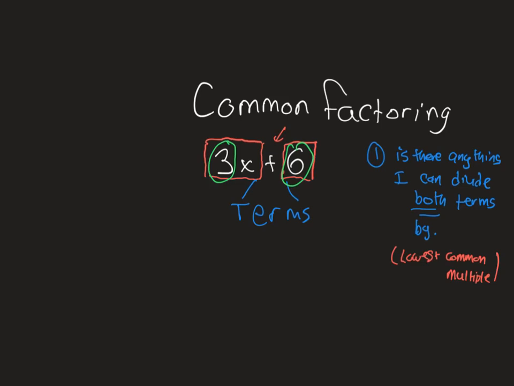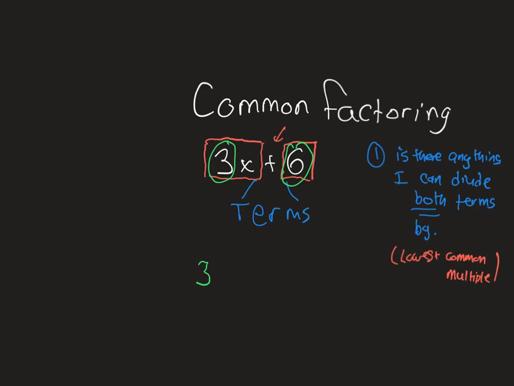So I look at the 3 and I say, can I divide 3 by 3? Of course I can. Can I divide 6 by 3? Absolutely. 6 divided by 3 will give me 2. So we've identified here what we call the lowest common multiple because I can divide both of these by 3. Ooh, sorry about that. Old man memory.